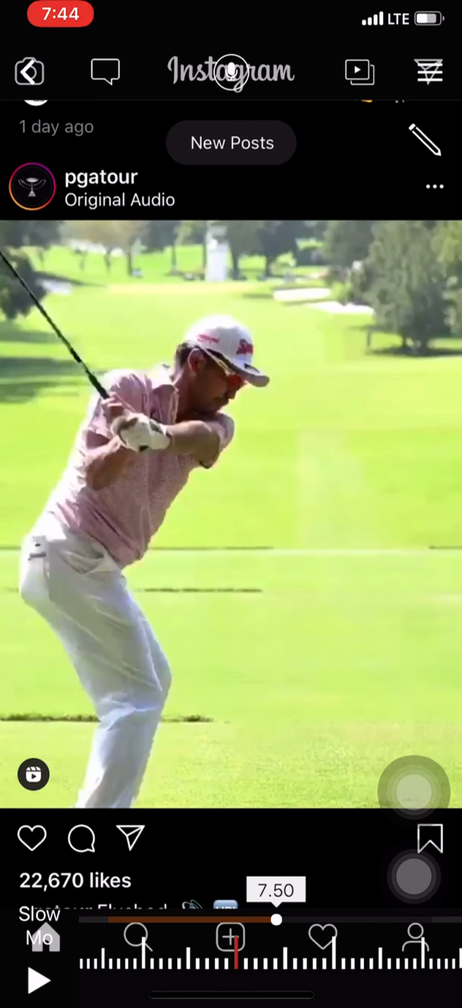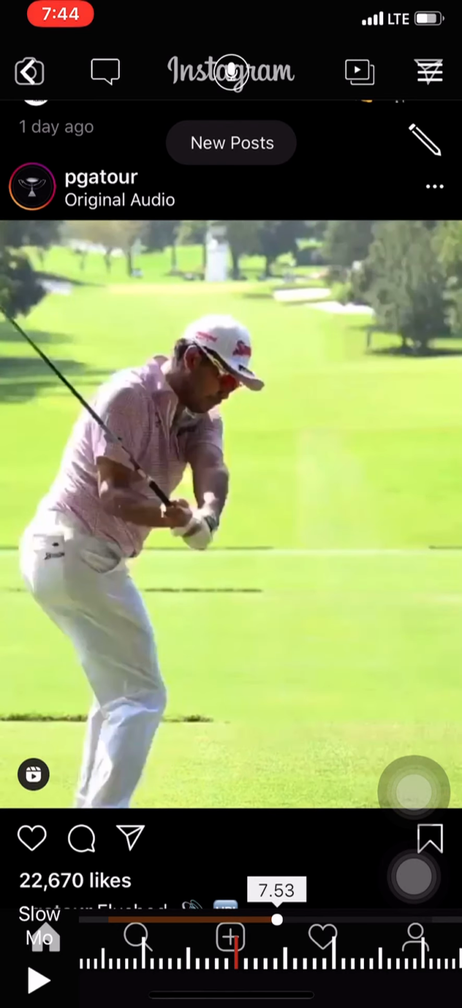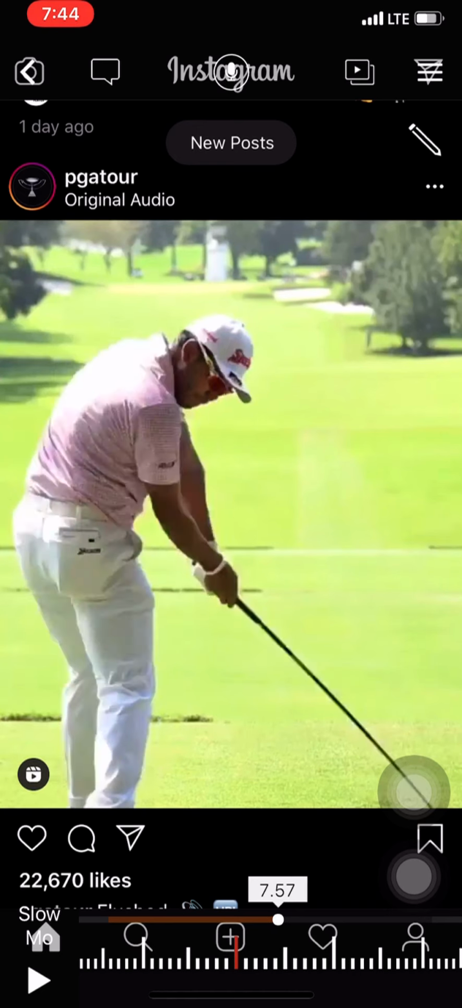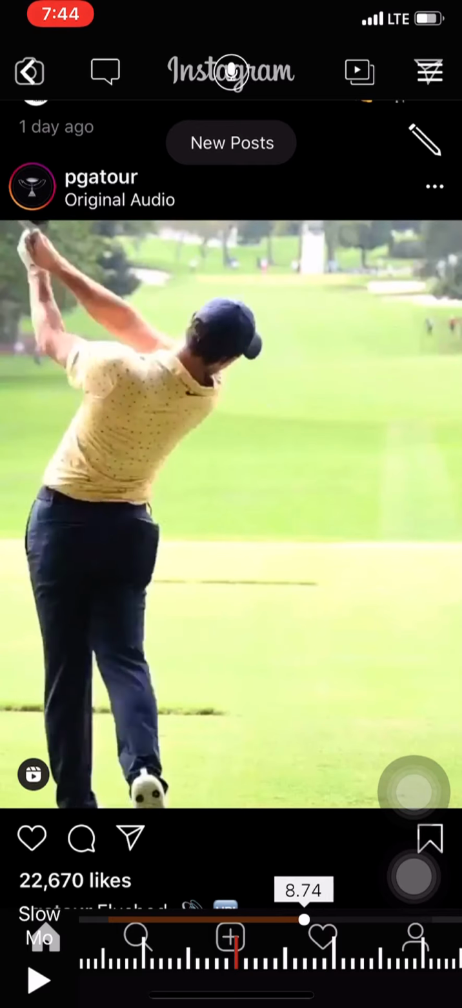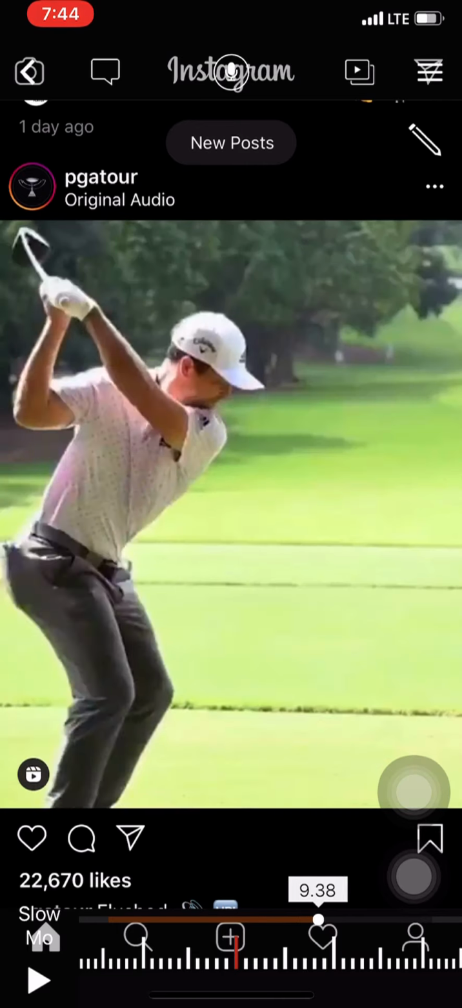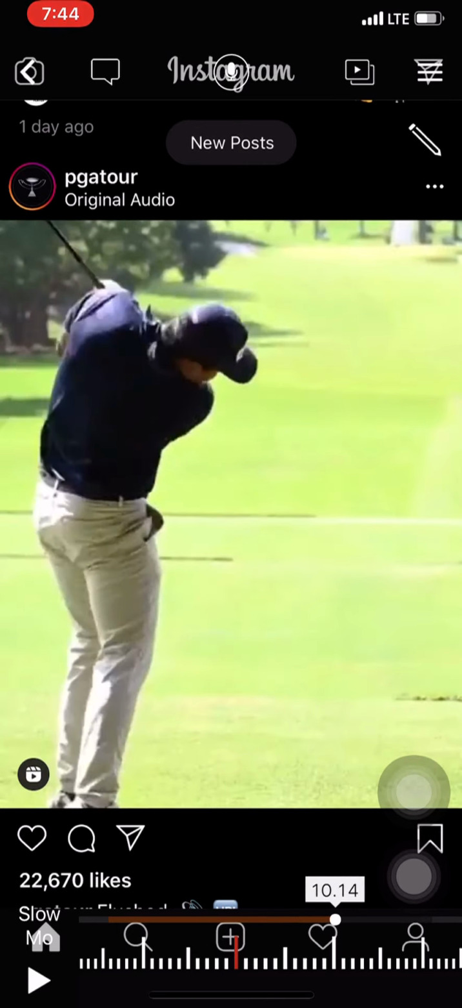Hideki Matsuyama drops the club. He actually pauses at the top for a second, but now he drops the club from the inside. Club drops behind him, he hits through the ball. Head stays back. So again, it's all the same method. Different looking swings, but the same method.